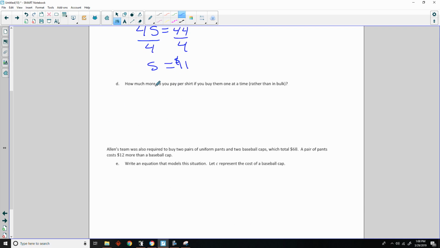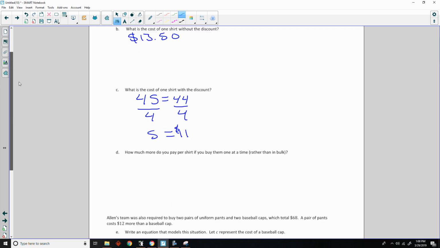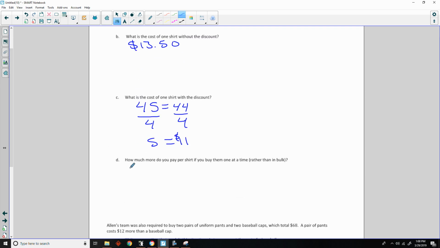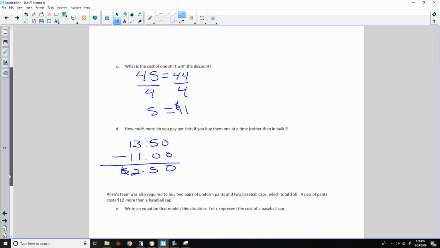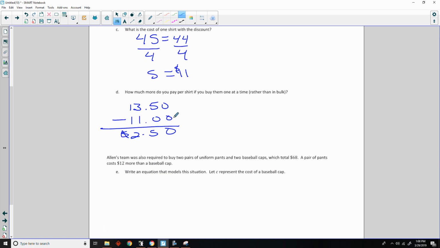Okay. D says, how much more do you pay for a shirt if you buy them one at a time than rather in bulk? Well, then you would say $13.50 minus 11, and the difference is $2.50. So you'd pay $2.50 more if you didn't buy 4 at a time.